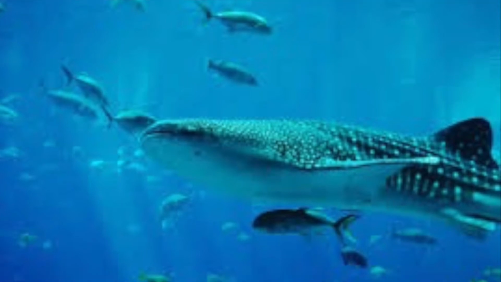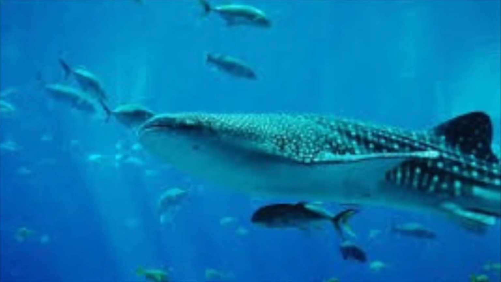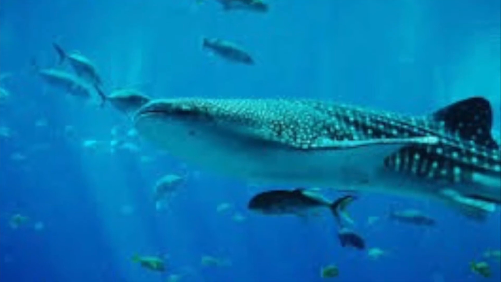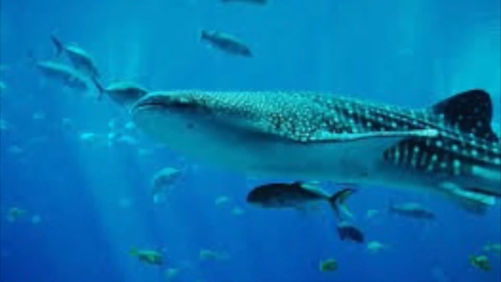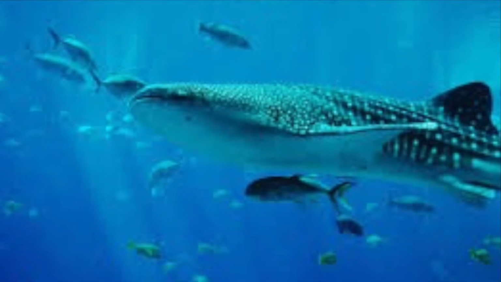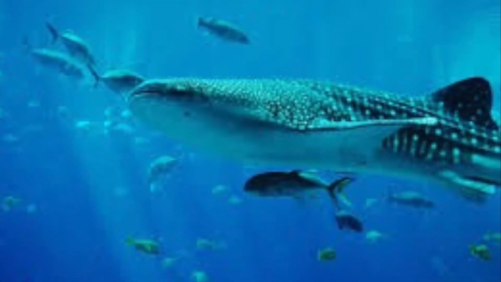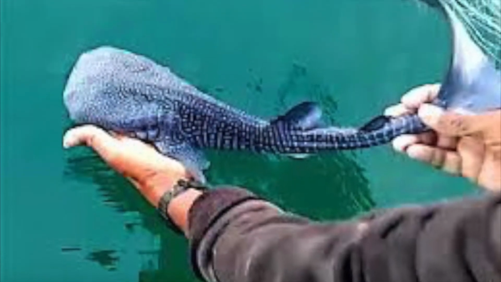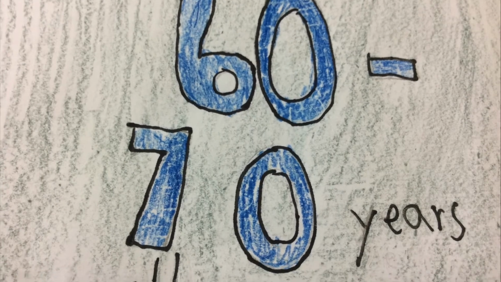The whale shark's phylum is Chordata. Its class is Chondrichthyes. Its order is Orectolobiformes, and its family is Rhincodontidae. The whale shark's scientific name is Rhincodon typus. Its top speed is 5 miles per hour. The whale shark usually has a litter of 12. It lives 60 to 70 years.